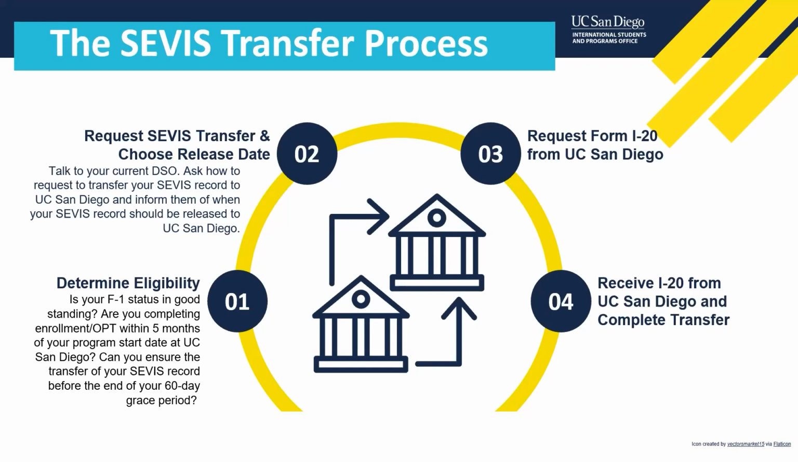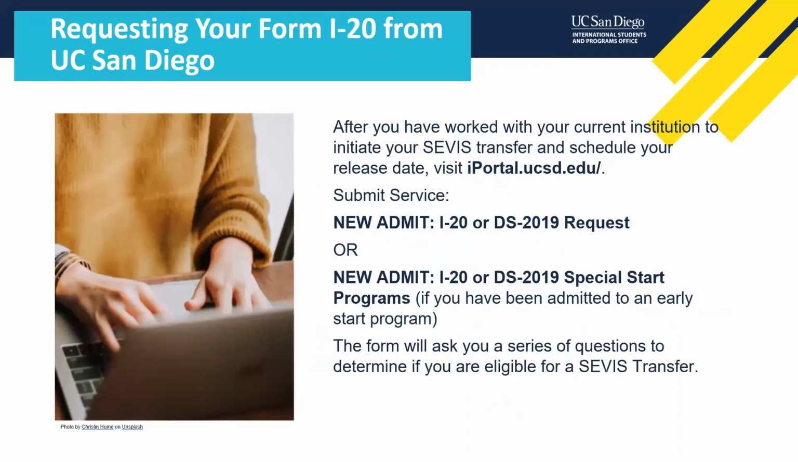So step 3, after you've chosen your SEVIS release date and you've followed your current institution's process for requesting a transfer, now it's time to request your new Form I-20 from UC San Diego. To request your new Form I-20, you'll need to visit our online International Student Services platform, which, as mentioned earlier, is called iPortal. You can access it by going to iportal.ucsd.edu.